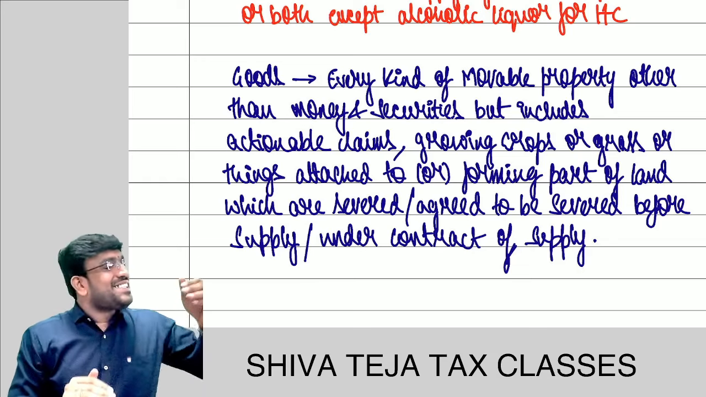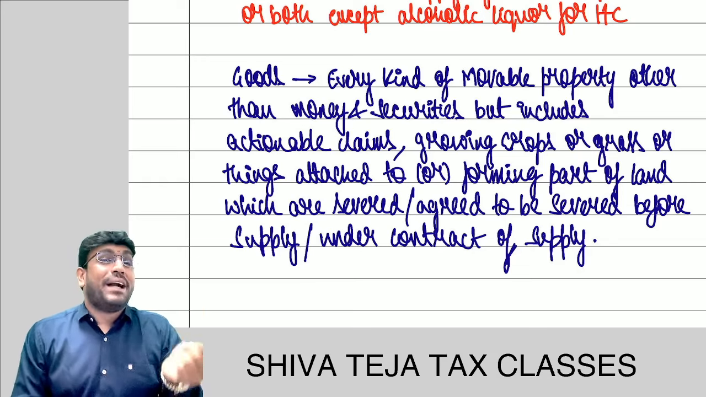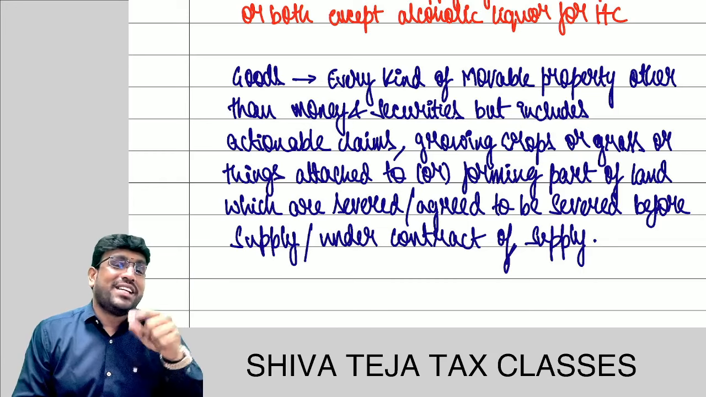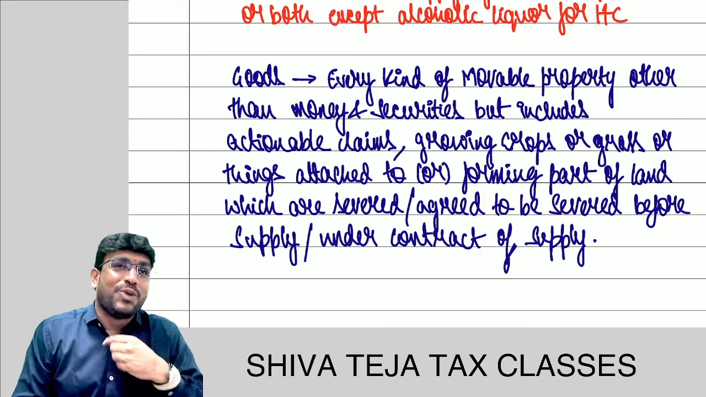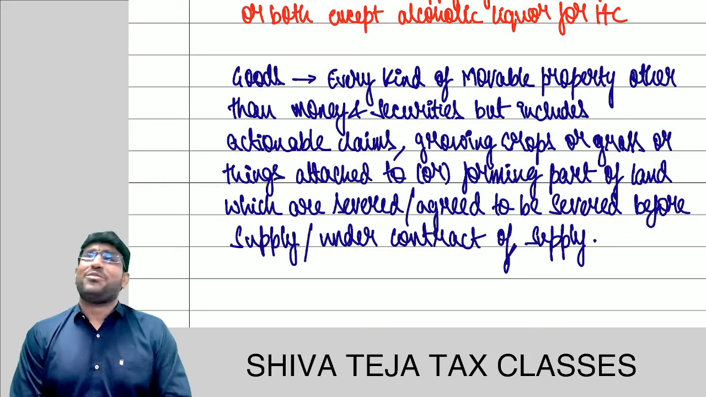So is that a currency? Yes, it is a currency. But is it legal tender? No. So is it covered in money? No. That means what is it? It's goods. You might ask, what does that mean, sir?